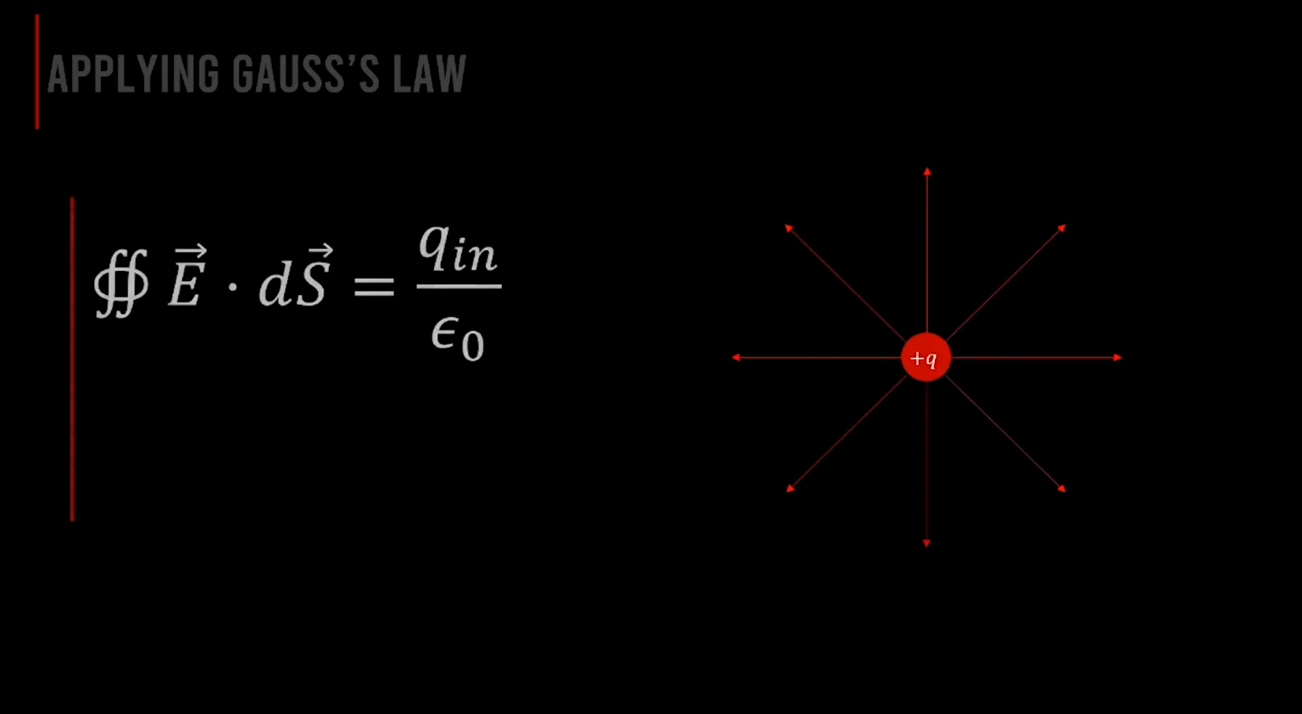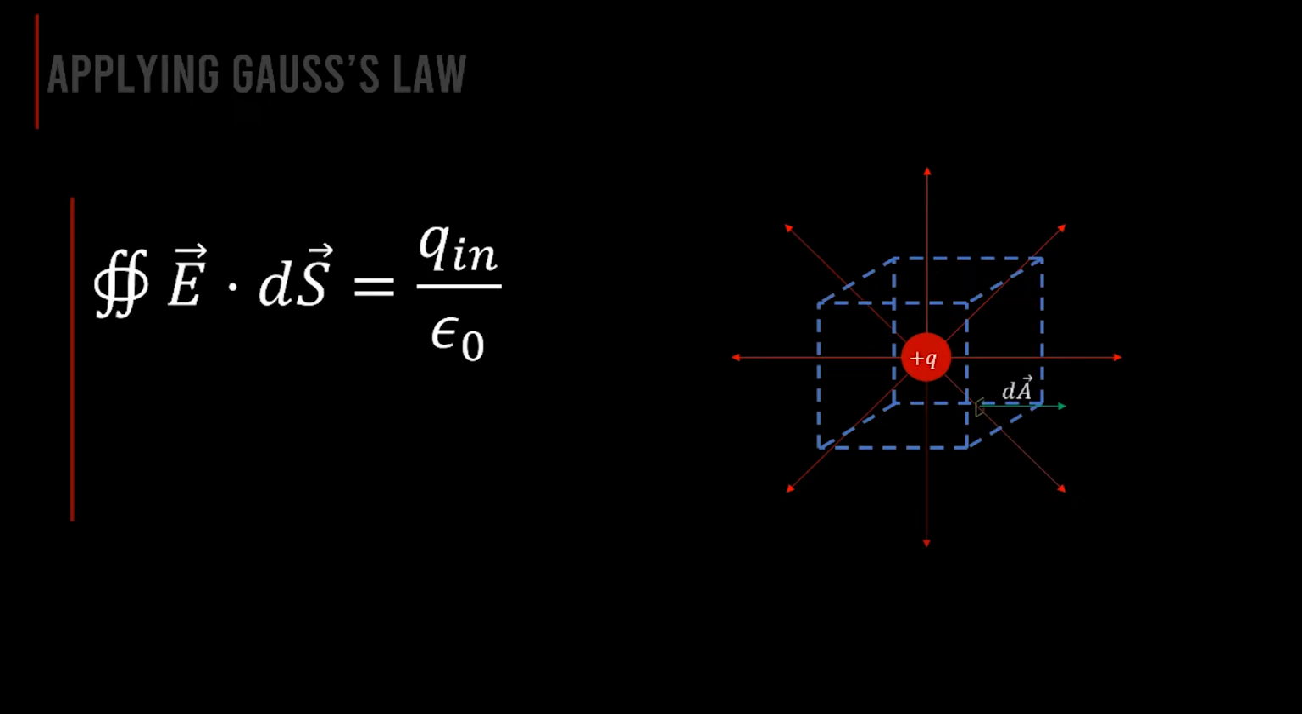So consider some positive charge plus Q. We know that it radiates electric field lines away from it spherically. And what we want to do is apply Gauss's law by using various closed surfaces. So the first one that we're going to consider is putting this charge at the center of a cube. Now, it turns out that if we wanted to do calculations with Gauss's law, this would actually be rather difficult because there is an angle in between the dA vector, or the surface vector that is perpendicular to the surface, and the electric field vector.